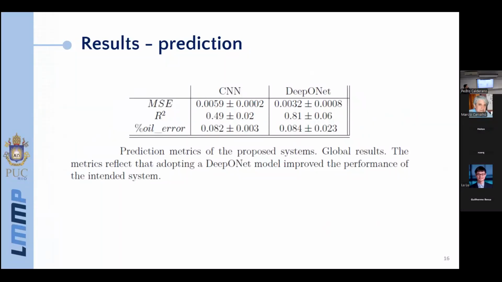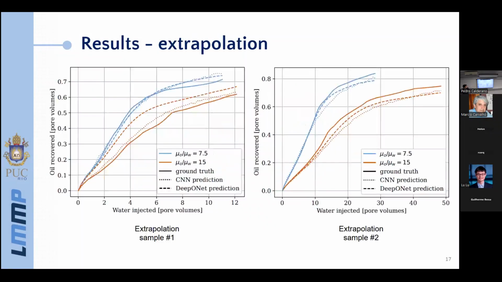And showing the results for the entire system, not only those two samples, my mean squared error and the R squared for CNN and DeepNet are shown here in this table. And we can see that the performance of the DeepNet is better than the performance of the CNN.